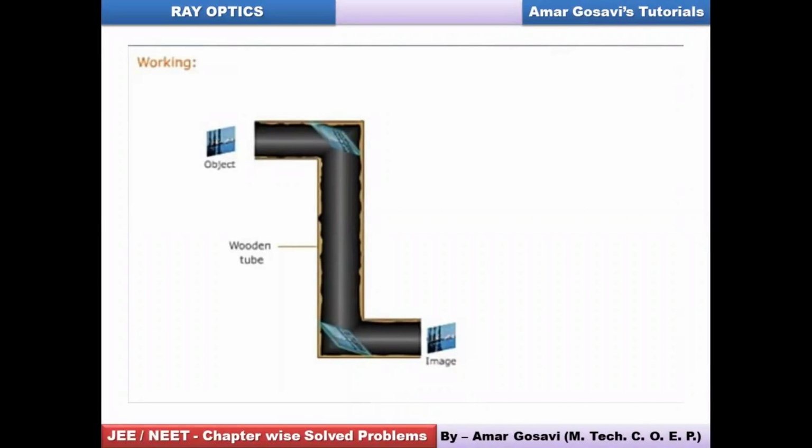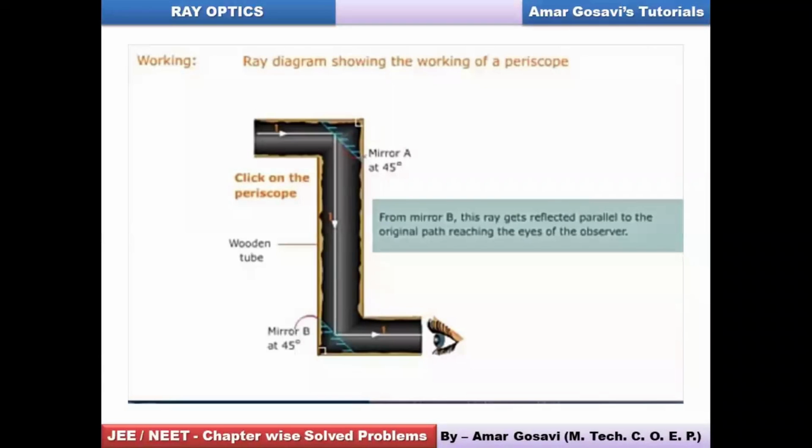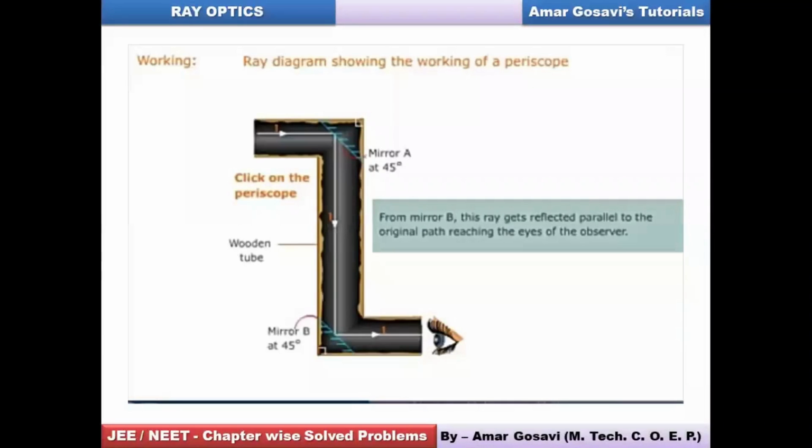Here you can see how it works. You can see the object is at the top, and obviously the image is formed in the eyes of the observer who is located at the bottom. Here we are mostly discussing mirrors, but what I mean to say is the same thing can be replaced with the help of prisms also. Please make a note of this before I show you the next slide, friends.